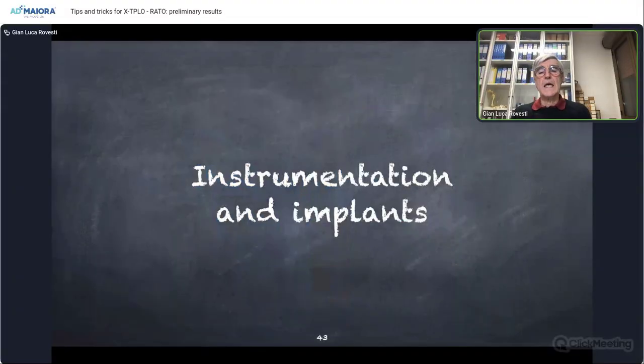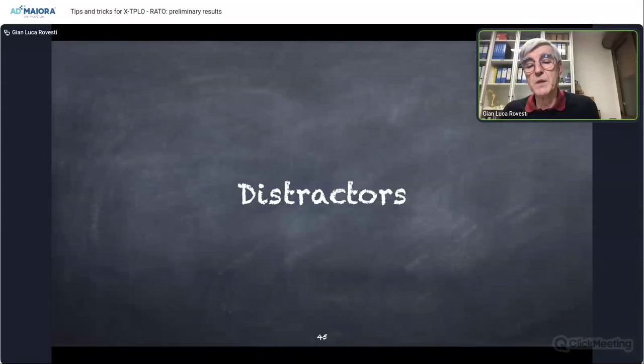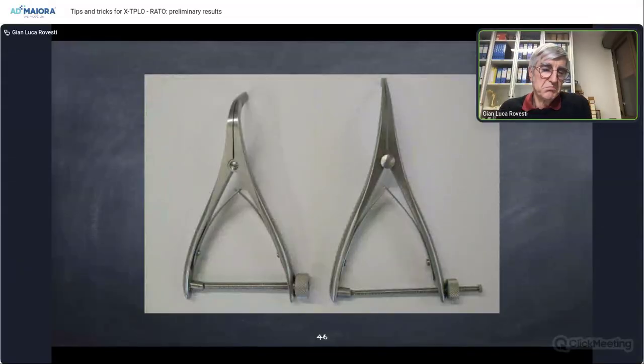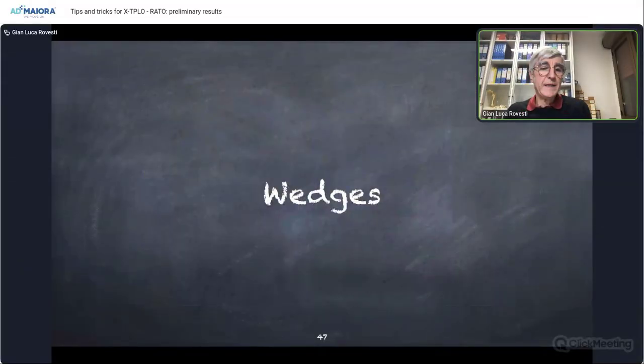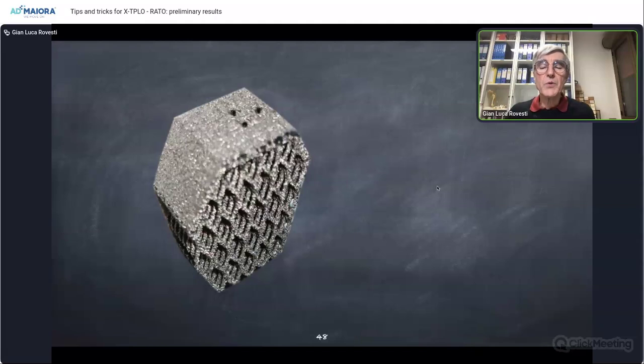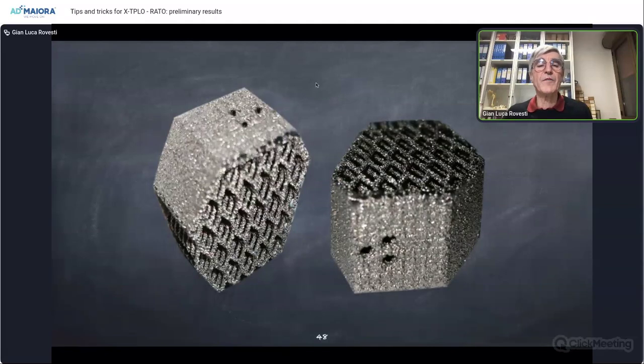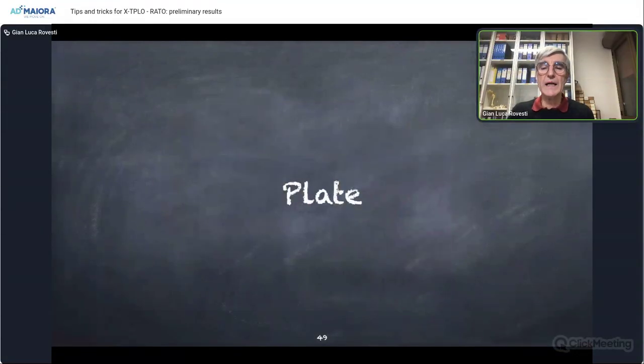Okay. So the instruments that we are going to use are very simple, because distractors are very straightforward. The wedges are porous titanium wedges. They have this arrow on the roof, and this arrow is directed in the cranial direction, due to the shape of the femoral metaphysis in that area.